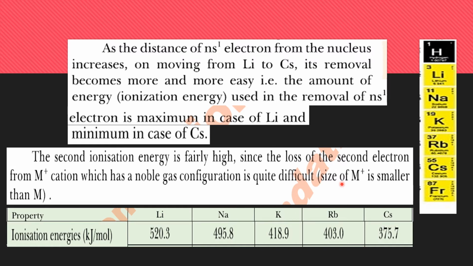The first ionization value will be less because the valence electron can easily be removed from the valence shell. The force of attraction between the nucleus and this valence electron will be less. But once the electron has been removed and you want to remove the second electron from the cation, here the force of attraction between the nucleus and the electron will be greater, and due to this increased force of attraction, the ionization energy value will also increase. So the second ionization energy is high as compared to the first ionization energy.